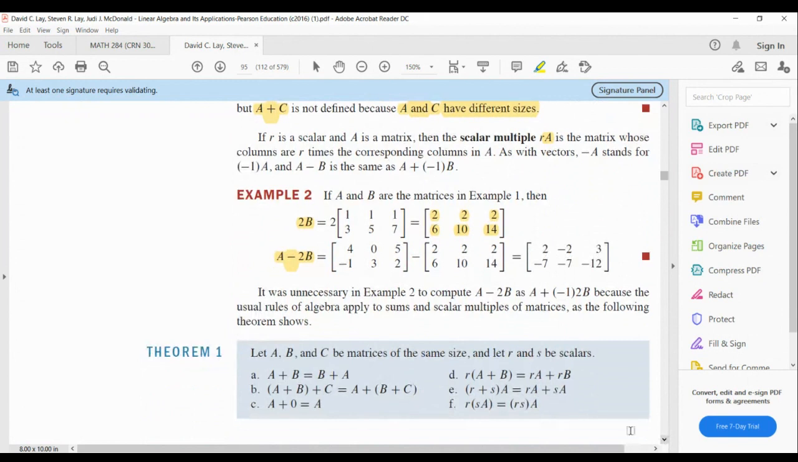And in theorem 1 here, they give properties of matrices that are allowed, and they're pretty common, pretty intuitive properties. Okay, so are there any questions on that? Okay. All right, then let us proceed on here.